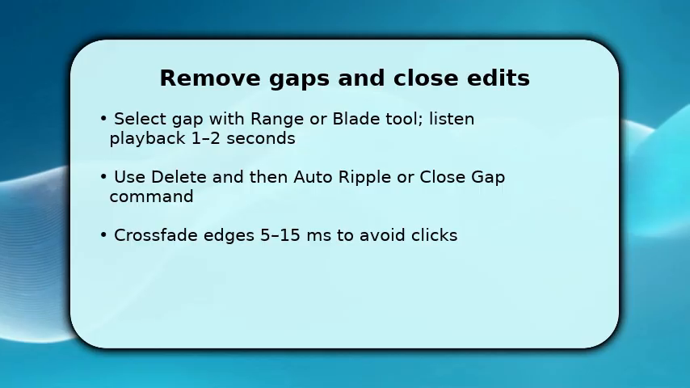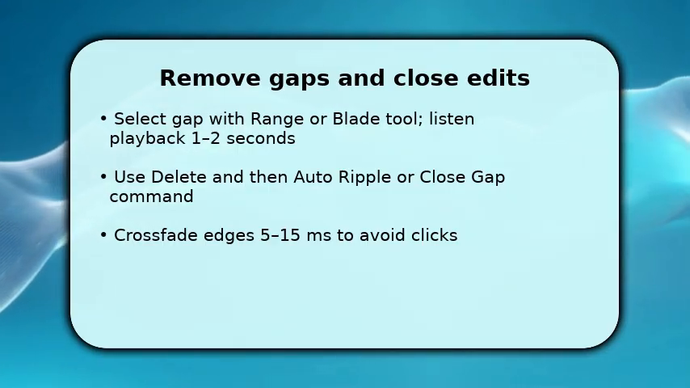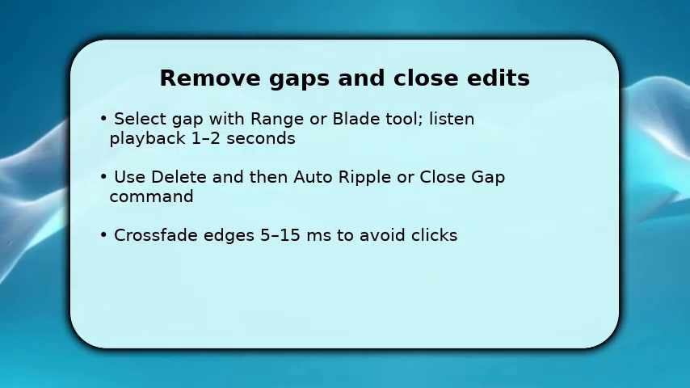This keeps timing intact. After closing, apply a short crossfade of 5 to 15 milliseconds on the joins to remove clicks and abrupt changes. Make sure to solo tracks when unsure about what's removed.